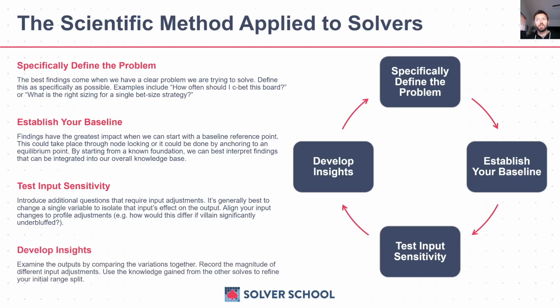And then finally, the last thing is to develop insights. We want to examine the outputs by comparing our variations together. Recording the magnitude of our different input adjustments is important to help us get a sense for how our various inputs affect those outputs. And then the knowledge that we ultimately gain from all of our different solves can help us refine our initial baselines and develop findings that we can translate into the rest of our overall game.